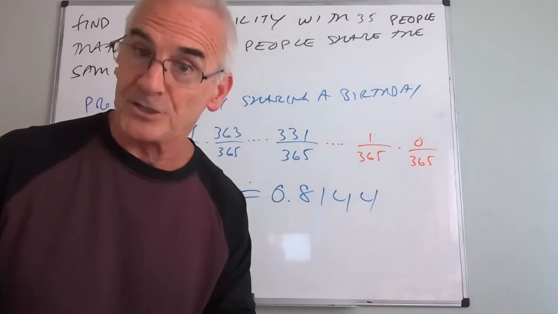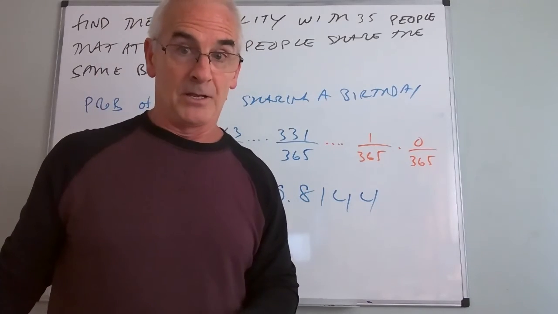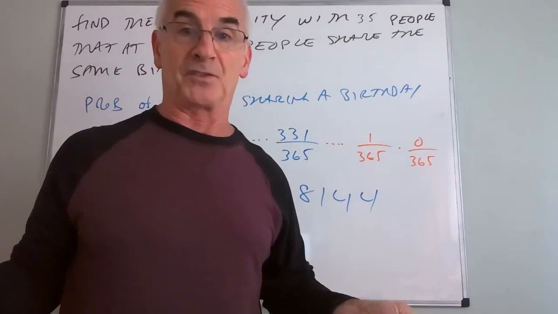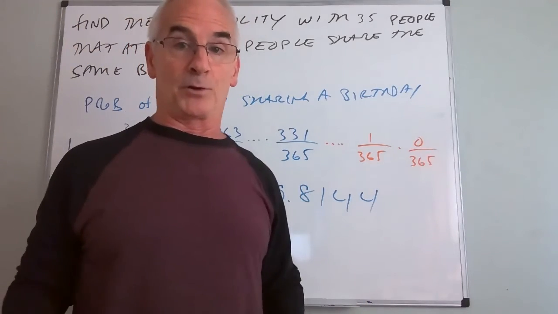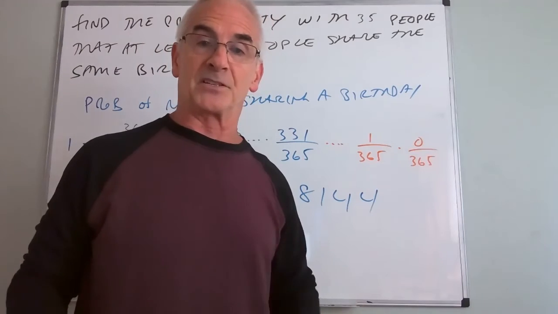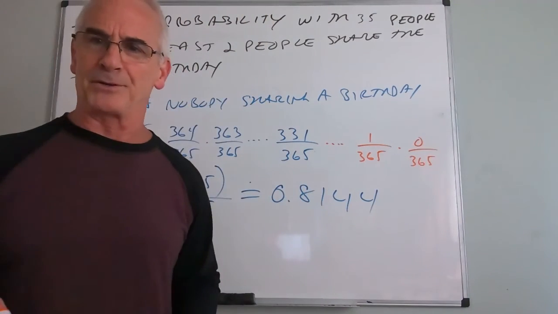By the Pigeonhole Principle, I would need at least 366 people to ensure that at least two people have the same birthday. Not the particular day, just at least two people are going to share the same birthday. Absolute guarantee, 366. But it turns out I don't need very many people to have a high probability.